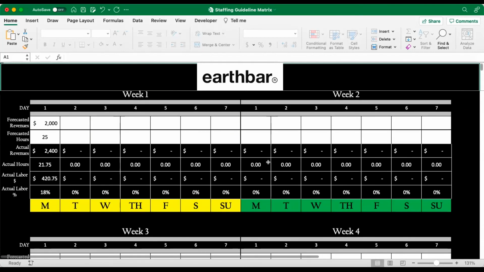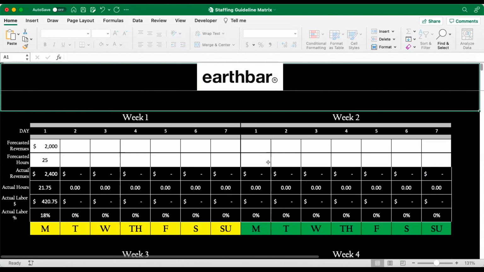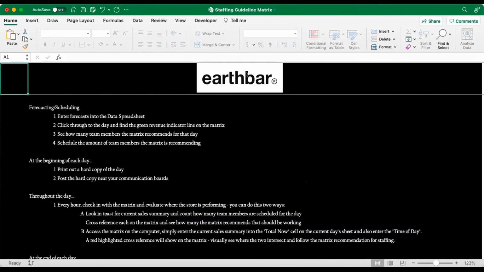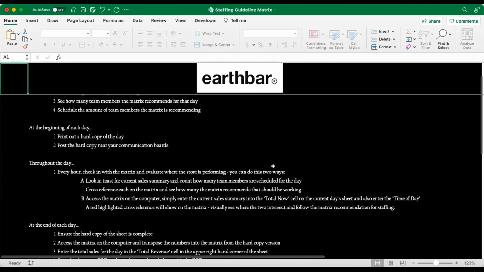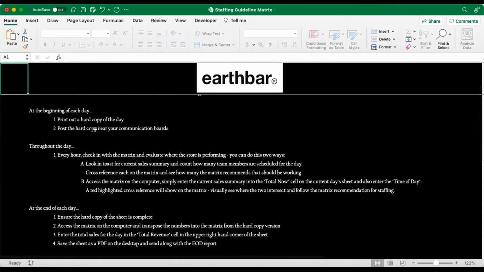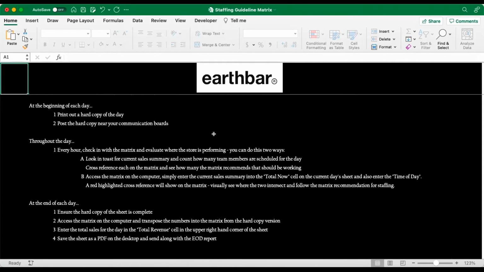So once you've gotten all of that information on your hard copy page, then all you need to do, like I showed you, is transpose those numbers and then send it to us at the end of the day. Okay. You're basically posting the hard copy near your communications board. As we talked about, you're filling out the hard copy throughout the entire day. Okay, as it shows right here, every hour, you're checking in with the matrix. You're evaluating where your store is performing. Okay, if we're having a slow day, what's the first thing you guys normally do? You flex your schedule, right? So you need to do that.